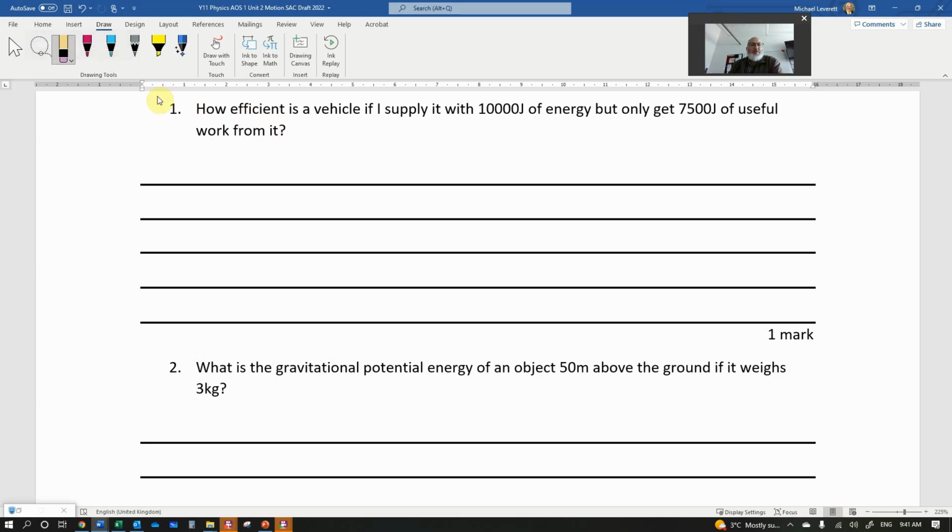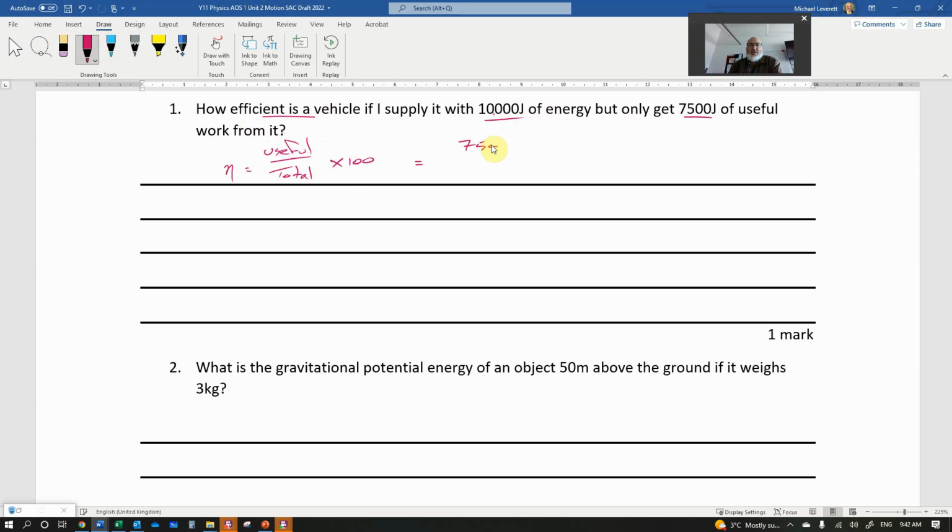How efficient is a vehicle? If you supply it with 10,000 joules of energy and you only get 7,500 joules back. Eta is simply the ratio of useful energy out over the total energy in, and you often times that by 100 to give it to you as a percentage.